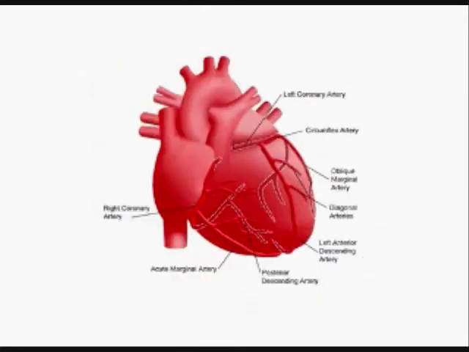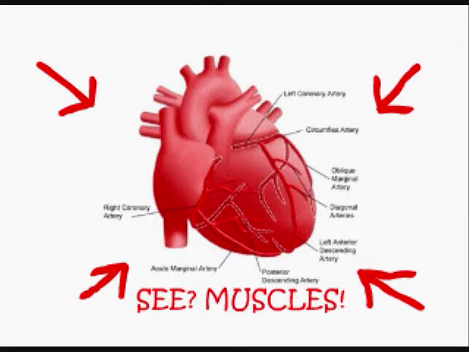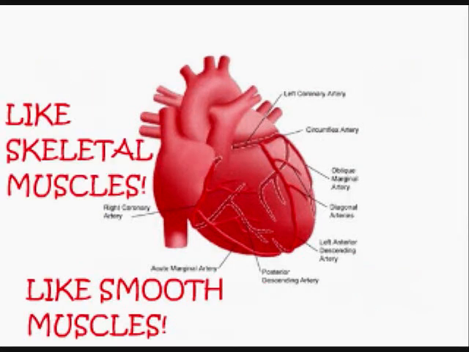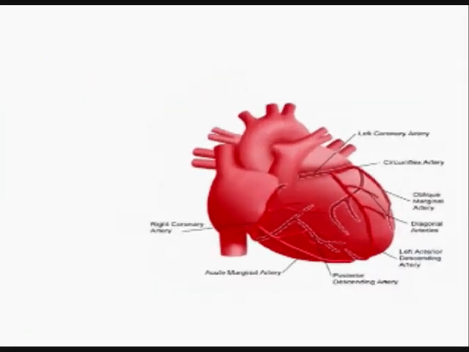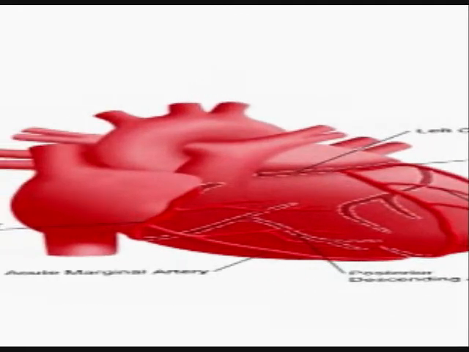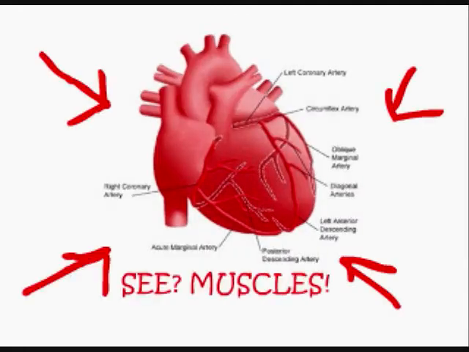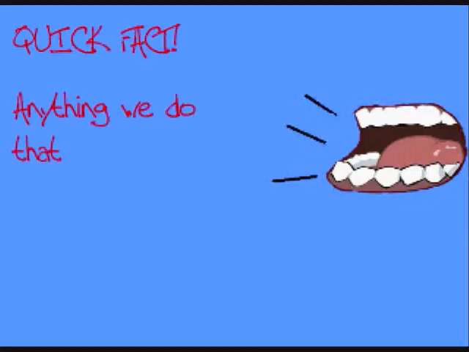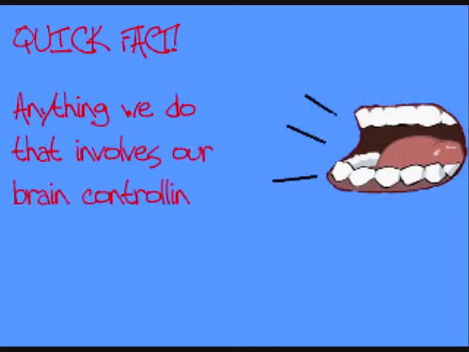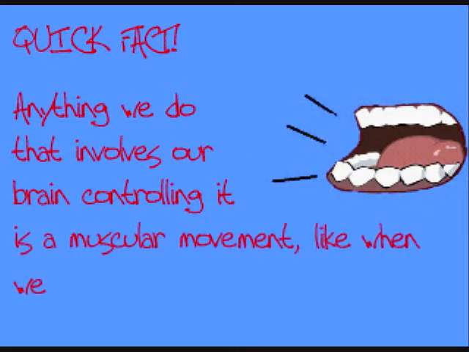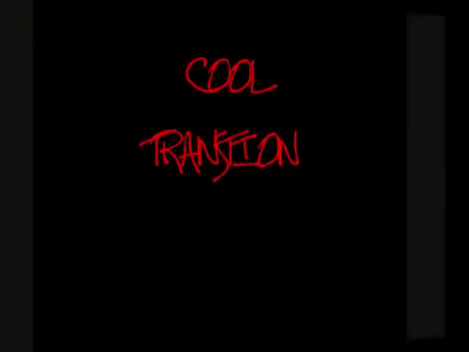Then there are cardiac muscles, which are only in our heart. Cardiac muscles are both like skeletal muscles and smooth muscles, where they can contract forcefully but also stretch. The heart is the only location of these muscles and they are used for endurance and consistency. Anything we do that involves our brain controlling it is a muscular movement, like when we talk. We use the muscles of our larynx.